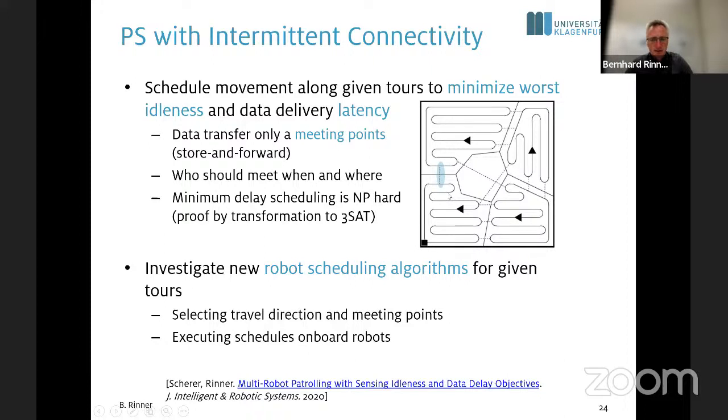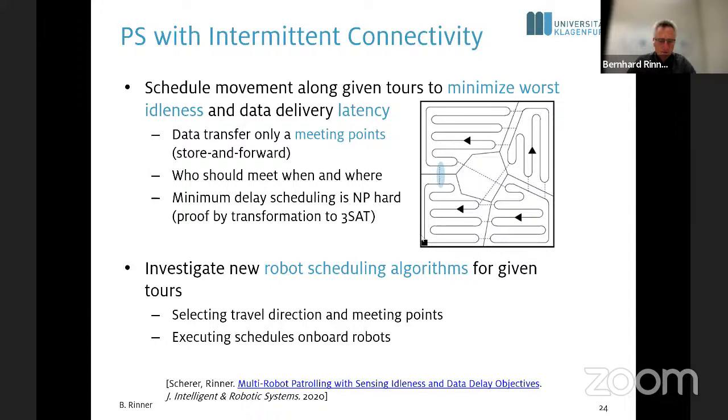And so in this kind of piggyback method, eventually the data is delivered to the base station. Right? So the key question here in this store and forward approach is who should meet when and where. And this depends obviously on the environment, but also on the optimization criteria. However, it can be simply shown that this problem is a difficult one, so it's an NP-hard problem.